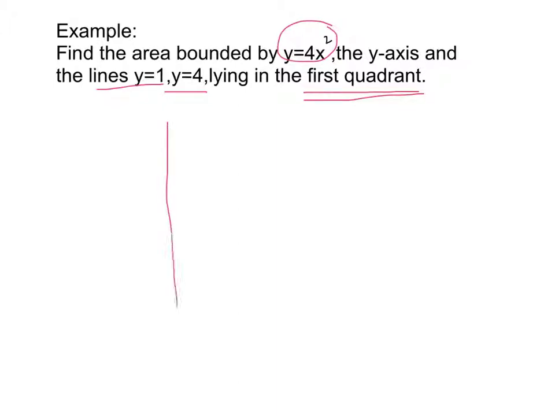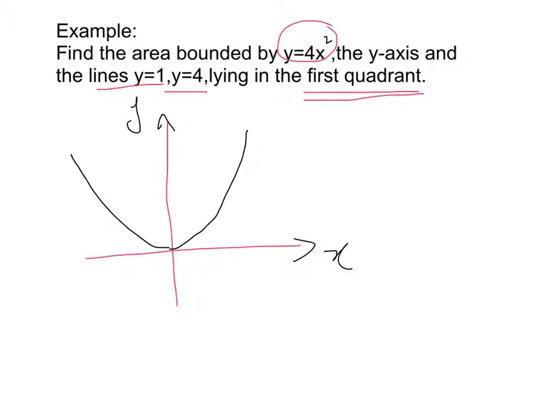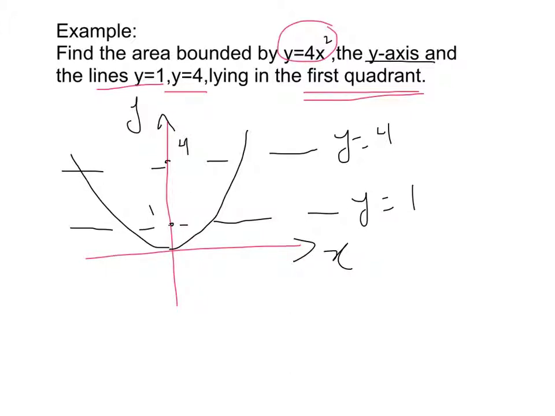So if we try to just sketch it roughly, now the line y equal 1, of course this is the y-axis, x-axis. Let's take this as the point 1, so it's a line passing through 1. And y equal 4, again a line passing through point 4 on the y-axis. Alright, the area they're looking at is the area bounded by the y-axis, the line y equal 1 and the line y equal 4, so it's this part.